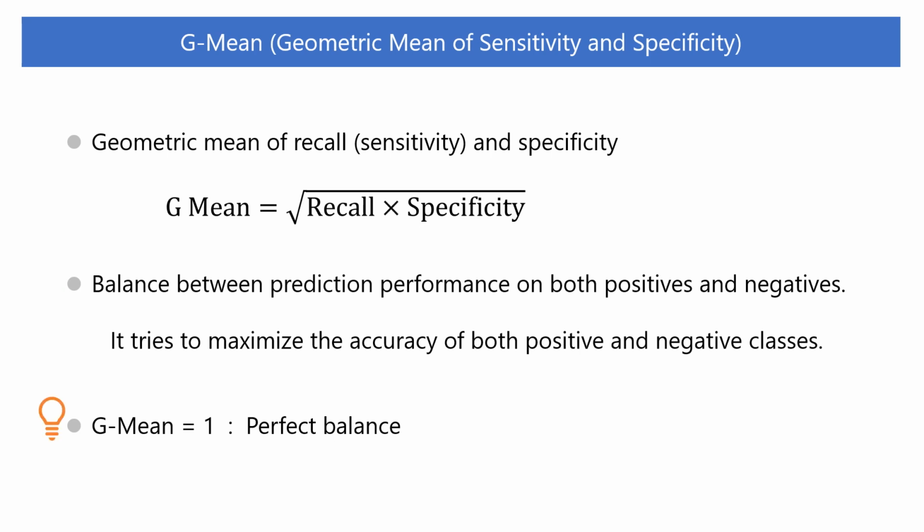A G-mean value of 1 indicates perfect balance. A G-mean below 1 suggests an imbalance favoring one of the rates. Lower G-mean values indicate that the model's performance is skewed toward either positive or negative predictions.